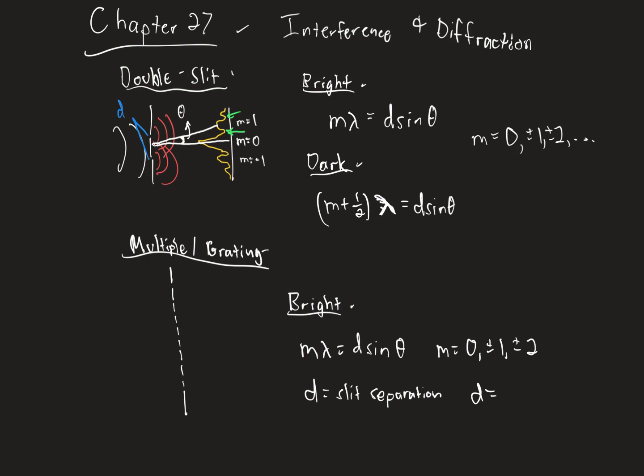Usually they give you d, the slit separation, which is 1 divided by the number of lines per centimeter inside of this diffraction grating. So it tells you how close all these things are. This says slit separation. Chicken scratch handwriting.